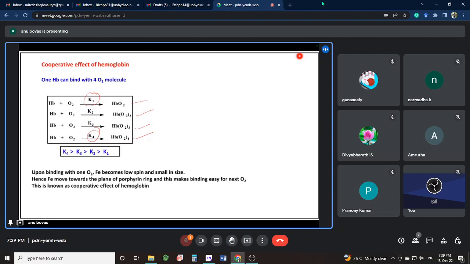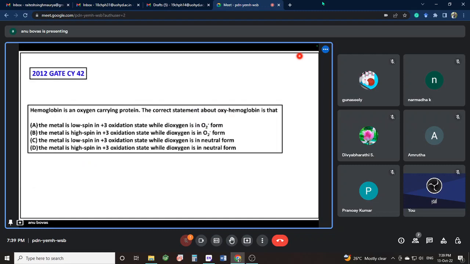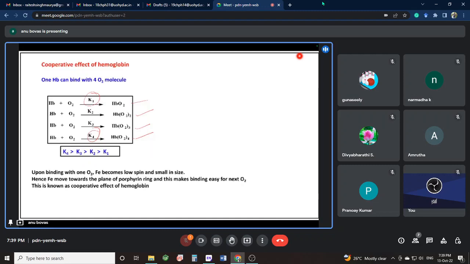That is what is written here. Upon binding with one oxygen, iron becomes low spin and small in size. Hence the iron moves towards the plane of the porphyrin ring, and this makes binding easy for the next oxygen. This is known as the cooperative effect of hemoglobin. This effect is not there in myoglobin. Now we have learned what myoglobin and hemoglobin are, and in which state iron is present, low spin, high spin, Fe2+, Fe3+, and so on.